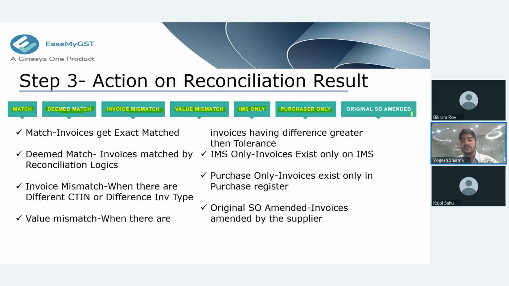Now in the last, there will be the original SO amended category. Let's suppose your supplier has amended the invoices, but after the reconciliation, we have matched the latest invoices with the original purchaser invoices. The original invoice that the supplier filed in their initial GSTR1 will be shown in the original SO amended category. So these are all the categories available for us to segregate our result.